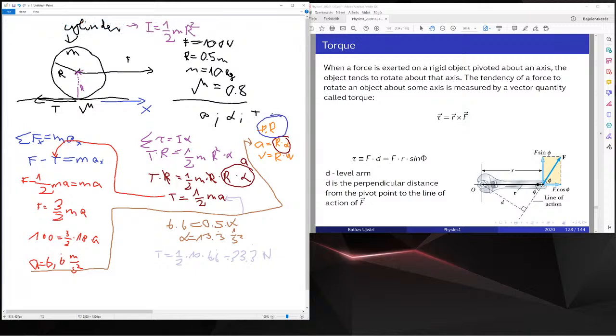But we had an assumption at the beginning that this is a pure rolling. These equations are true only for pure rolling. What is pure rolling? Pure rolling means that this force is a static force, meaning it has to be smaller or equal than mu times the perpendicular force, which is the weight in this case. This is 0.8 times 100, which is 80. This is an assumption.